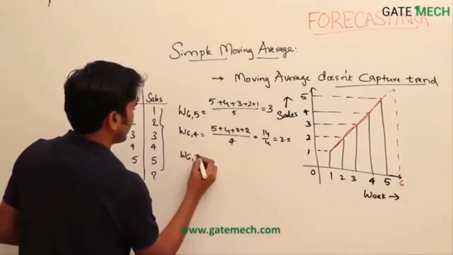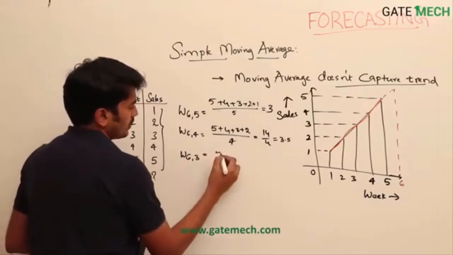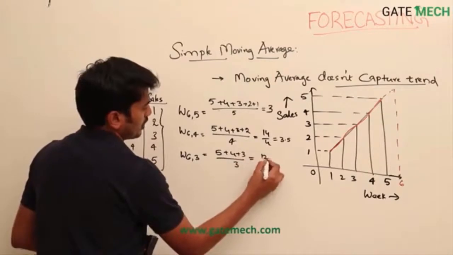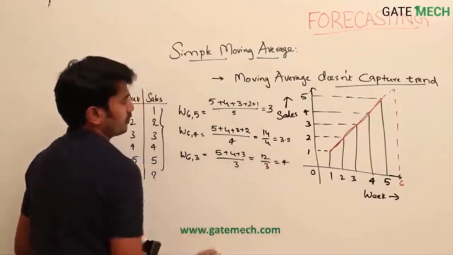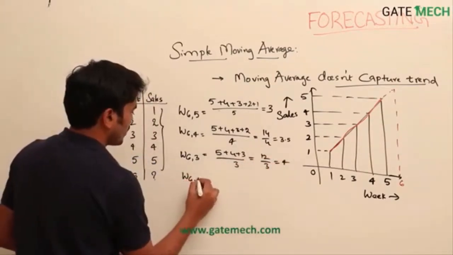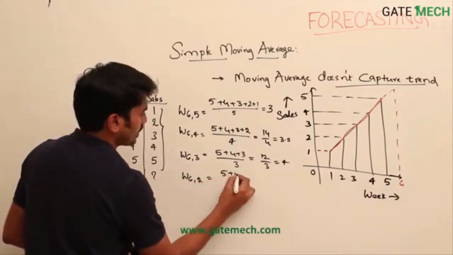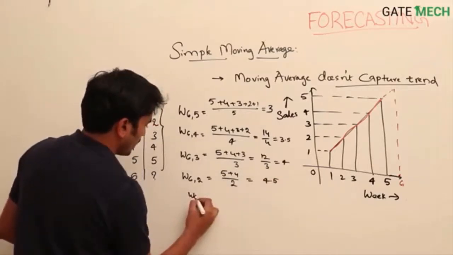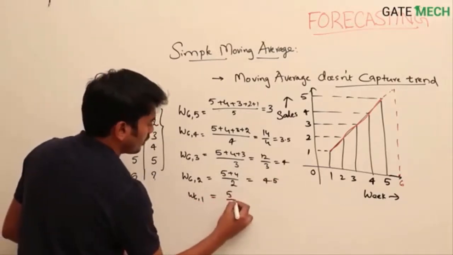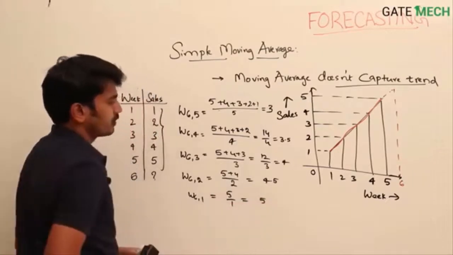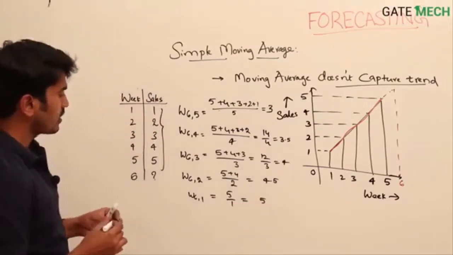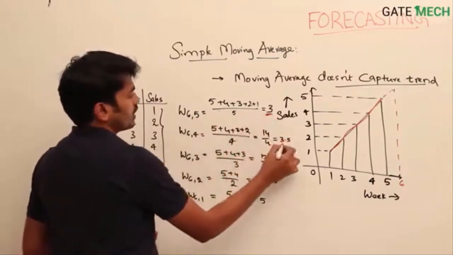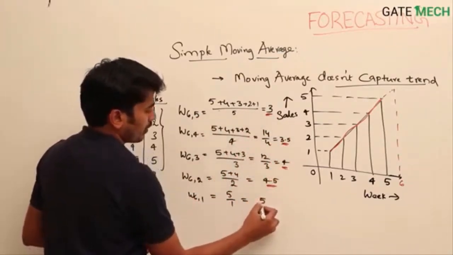Computing the 3 period moving average, 5 plus 4 plus 3 by 3, comes to 12 by 3 equal to 4. And the 2 period moving average, 5 plus 4 by 2, equals 4.5. Then the 1 period moving average equals 5 by 1 equal to 5. You can see the values with 5, 4, 3, 2 and 1 period moving average: 3, 3.5, 4, 4.5 and 5.